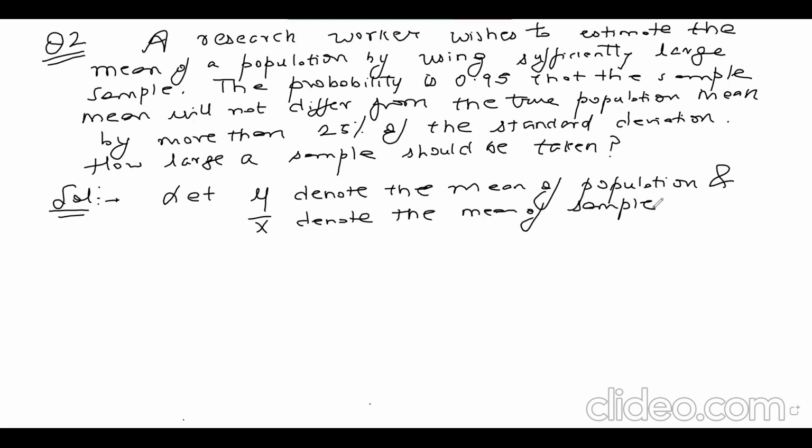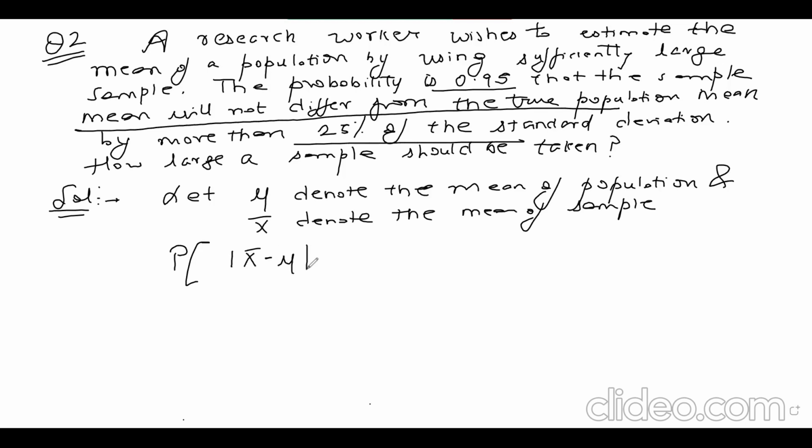So what do we need to find out? The probability is 0.95 that the sample mean will not differ from the population mean by more than 25% of the standard deviation. So the probability that the difference between the sample and the population mean in absolute terms should be less than or equal to 25% of the standard deviation should be equal to 0.95. The probability of mod of x bar minus mu less than or equal to 25% of sigma should be equal to 0.95.